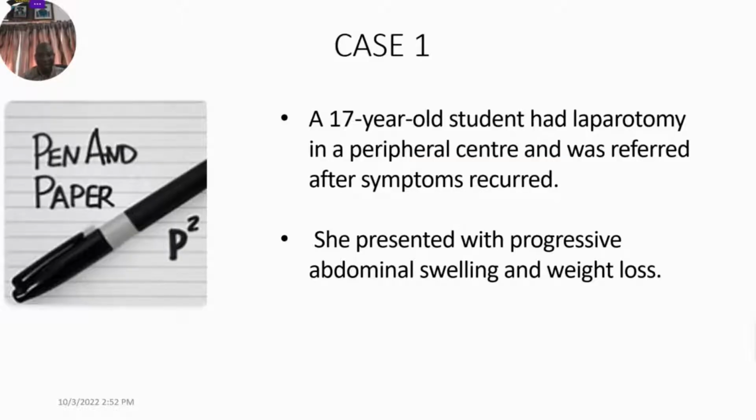Now let's look at the cases. Case number 1 was a 17-year-old student who had laparotomy in a peripheral center and was referred after symptoms recurred. She presented with progressive abdominal swelling and weight loss.